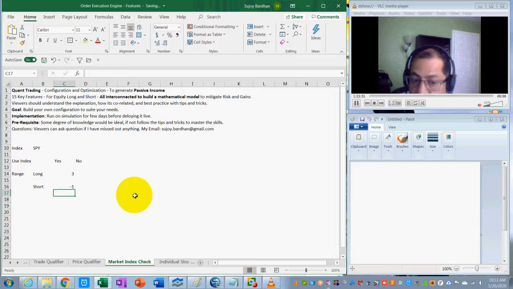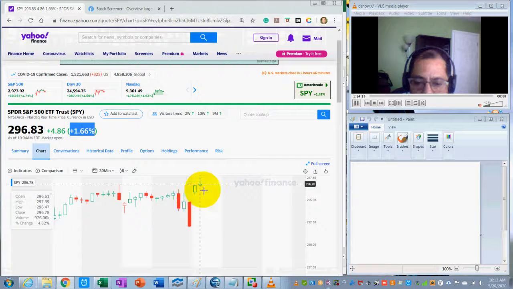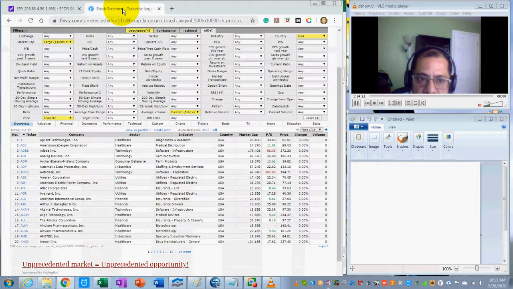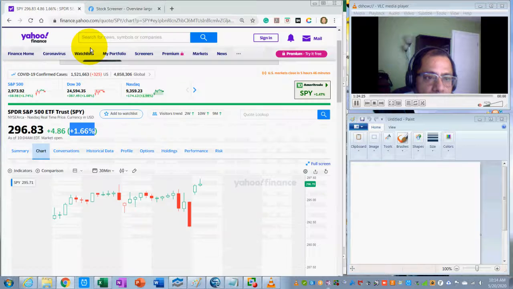Again, it depends on your findings, what type of lists you are maintaining, and all those things will drive this. But in general, I can tell you if the market is going long at this point, very likely many of the stocks will be in this direction for now. If you want to take a look, let's say for example, I will put ADI over here just to show you.